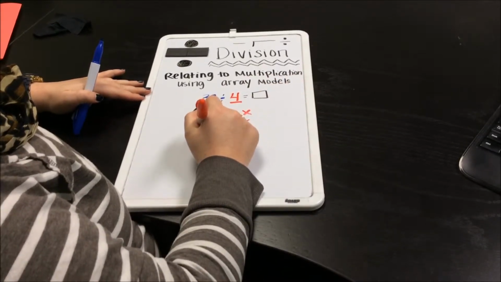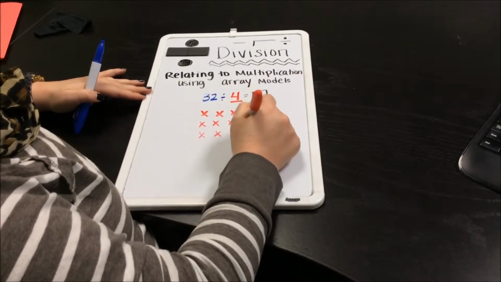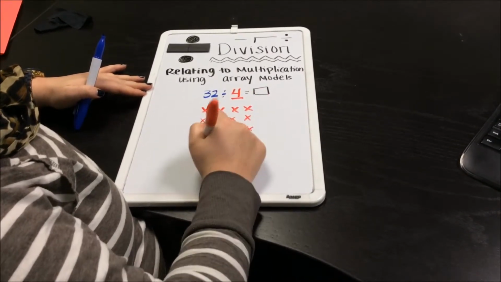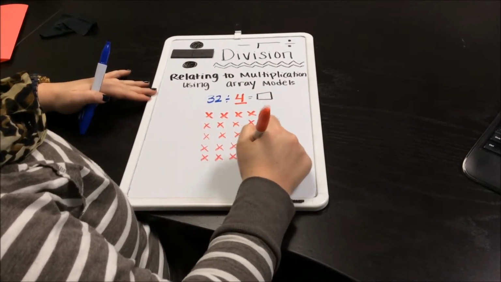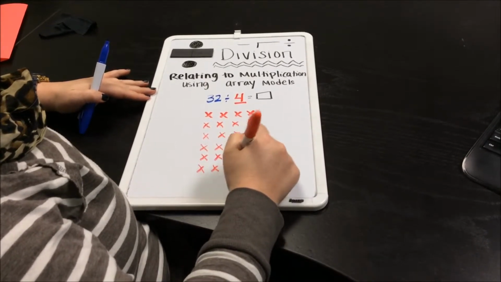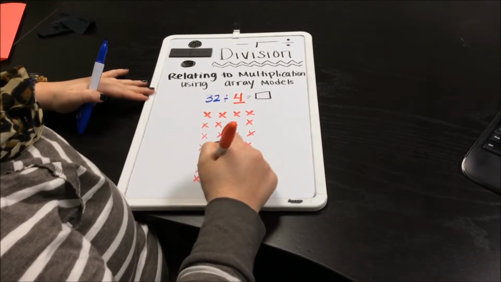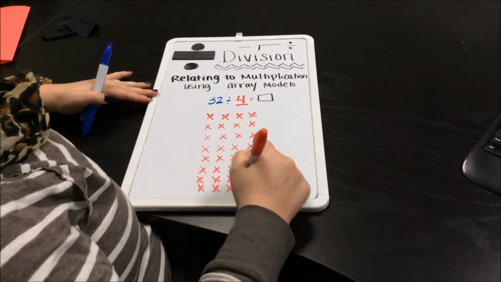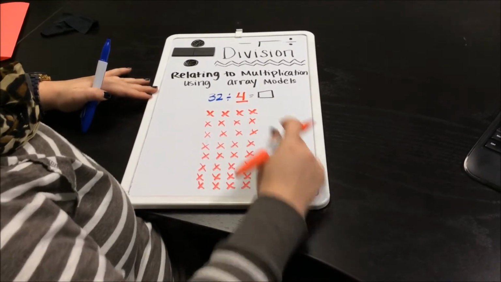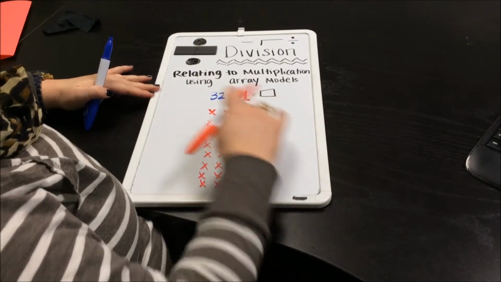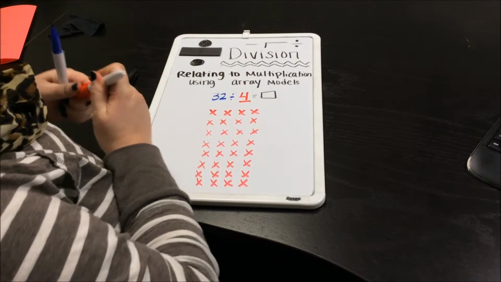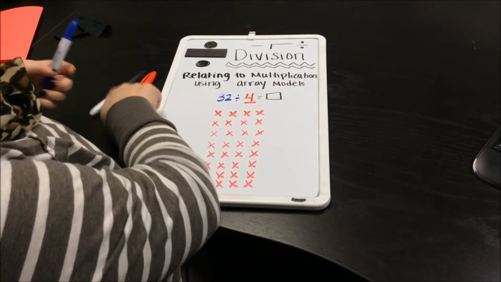So that's 8, and then 9, 10, 11, 12, 13, 14, 15, 16, 17, 18, 19, 20, 21, 22, 23, 24, 25, 26, 27, 28, 29, 30, 31, and 32. So I made it to 32. I have 32 X's, and I have 4 in each column, or 4 in a row.